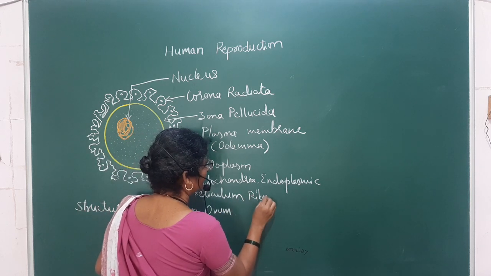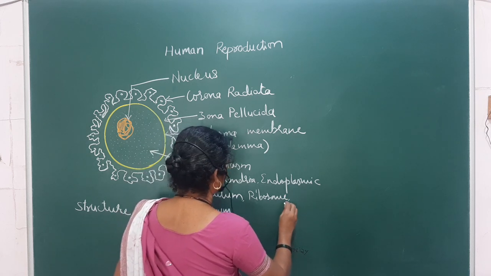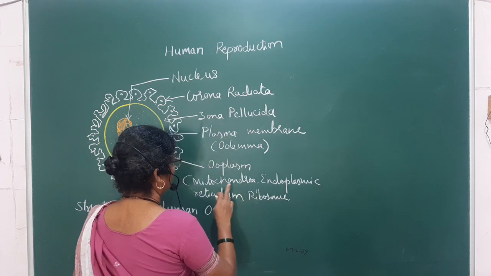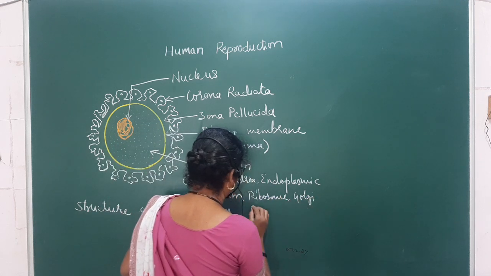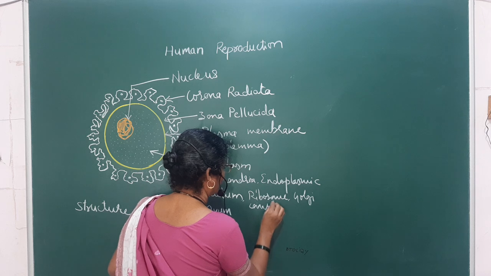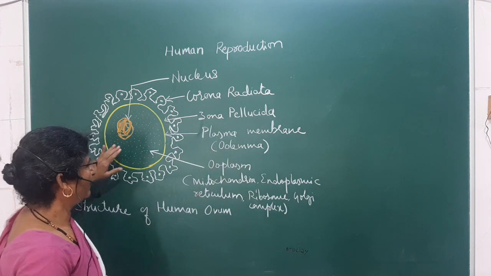ribosomes, and a prominent Golgi complex. So these are the organelles which you will see in the ooplasm.